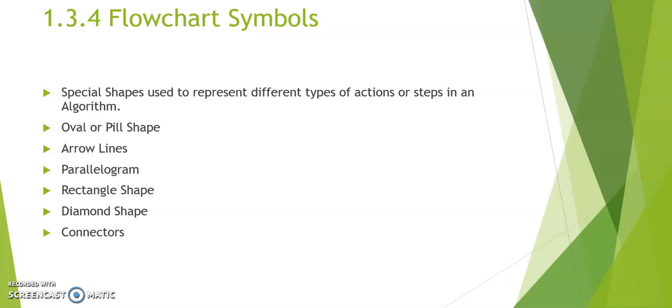These are the special shapes used to represent different types of actions or steps in an algorithm. As we said, a flowchart is the diagrammatic or figurative representation of algorithmic steps. So every algorithmic step is shown with a different shape in a flowchart. We have different types of symbols, but some of them are the oval or pill shape, arrow lines, parallelogram, rectangle shape, diamond shape, and connectors.